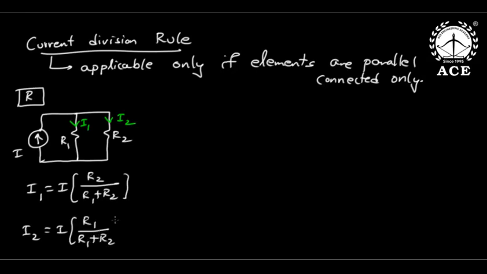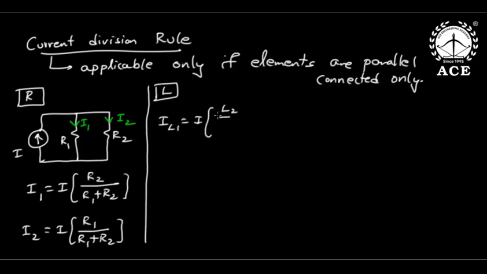Similarly for inductors, because in an inductor I is 1 by L integral V dt, inversely proportional. IL1 will be total current into L2 by L1 plus L2, and IL2 will be total current into L1 by L1 plus L2.